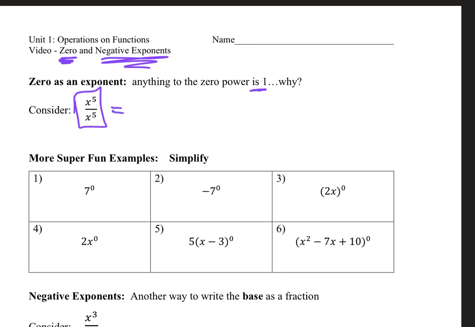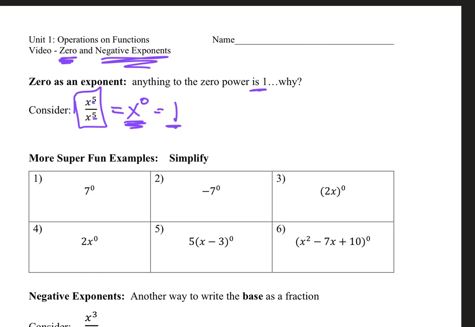If you divide here, 5 minus 5 is 0. But you also know that x to the 5th over x to the 5th, anything divided by itself is 1. So x to the 0 is just another way of saying 1. It's just another way of saying the answer to that division problem is 1 because when we divided, we got 0. It's just a constant loop, but that's the basic idea.